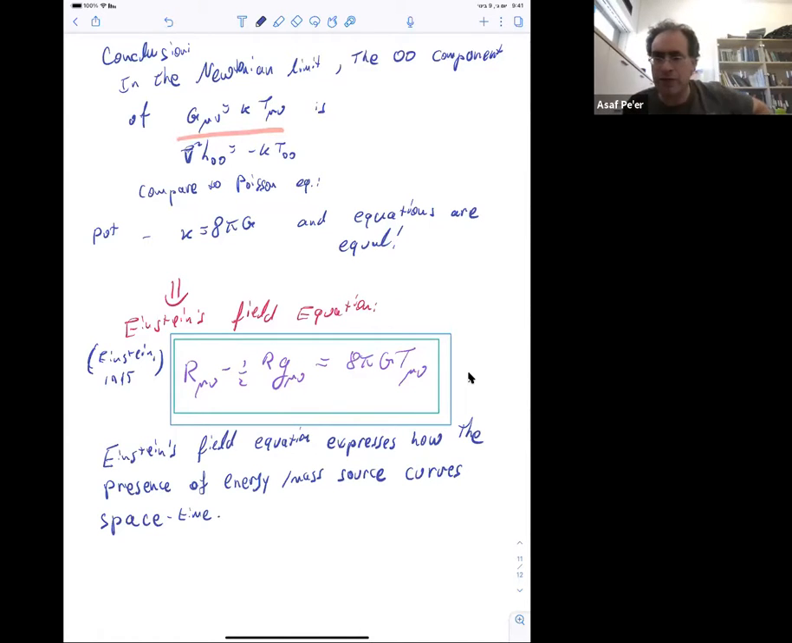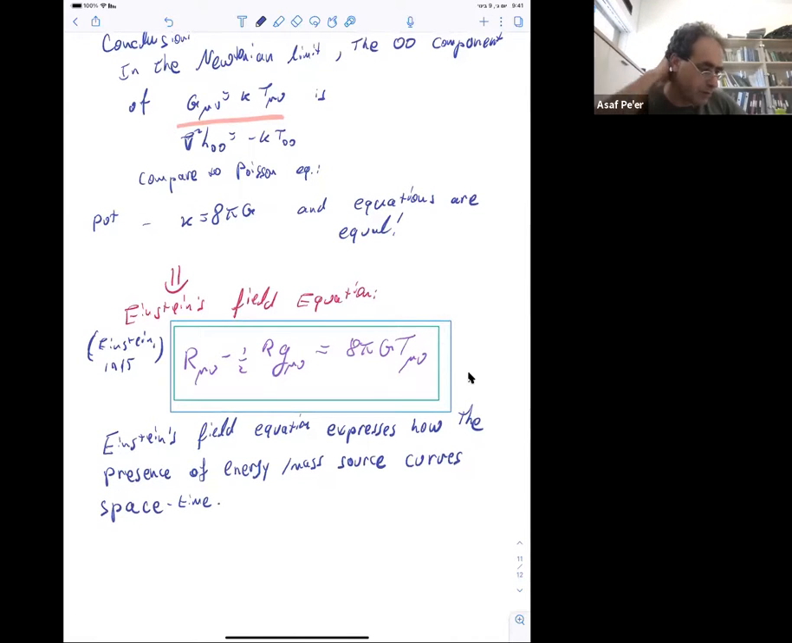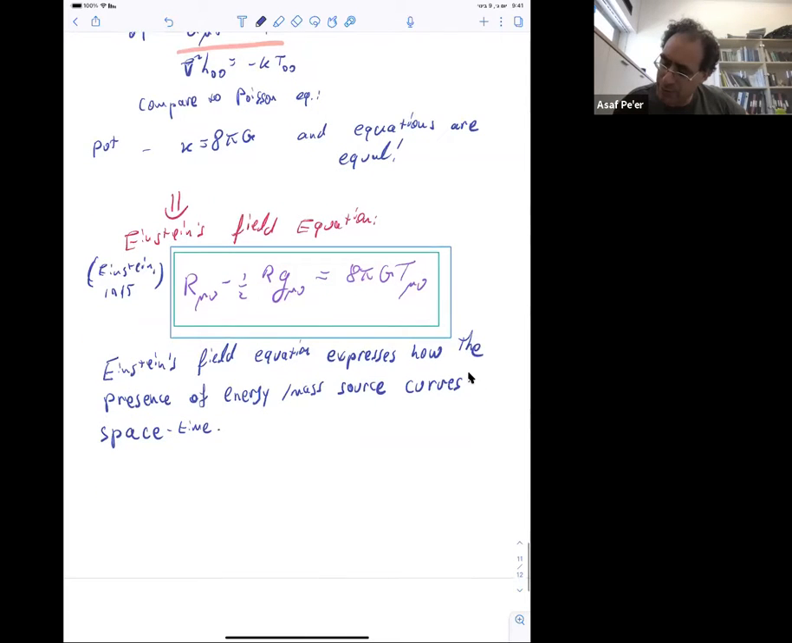Now, we said there are 16 equations. They're not all independent. There are 10 independent equations. The rest are connected by the Bianchi identity, because that gives us some constraints. So really, there are a total of 10 independent equations. Namely, there are 10 unknown functions of metric components.